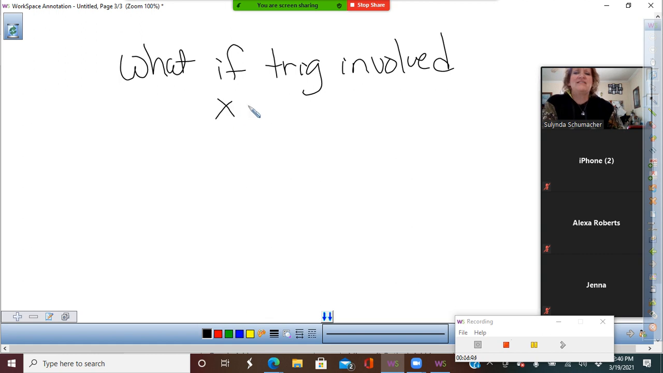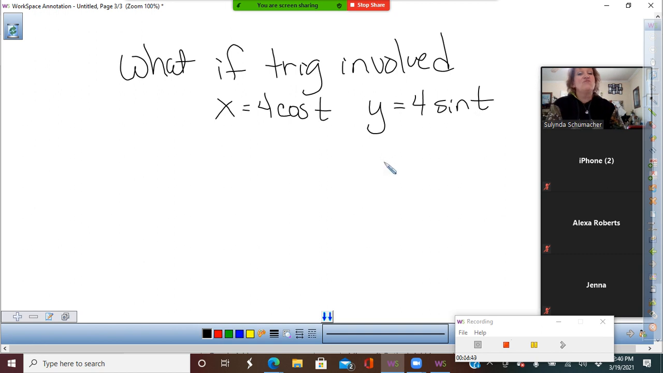Maybe your x says 4 cosine t, right? There's our trig. And your y equation says 4 sine t. And we're trying to get rid of that t. This is what we're going to do. Step 1, I need you to square both sides. So when I say both sides, that's both sides of both equations.